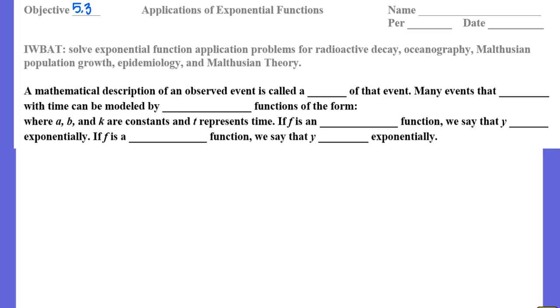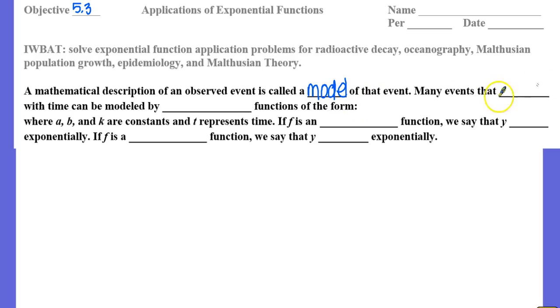So let's start with just a brief explanation of what we're working on. A mathematical description of an observed event is called a model of that event. Think about it. In science, you do experiments and you observe what happens, right? And then you record your data. And then you take that data and you put it on a table or you put it in a graph and you use math to interpret your results. And then you can use math to make predictions about what's going to happen.